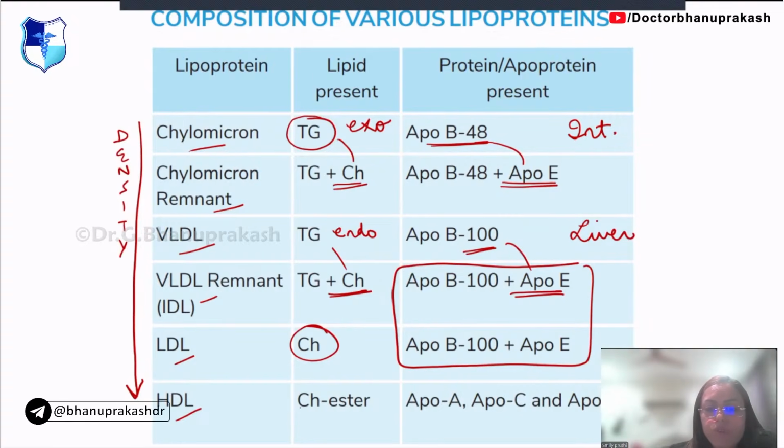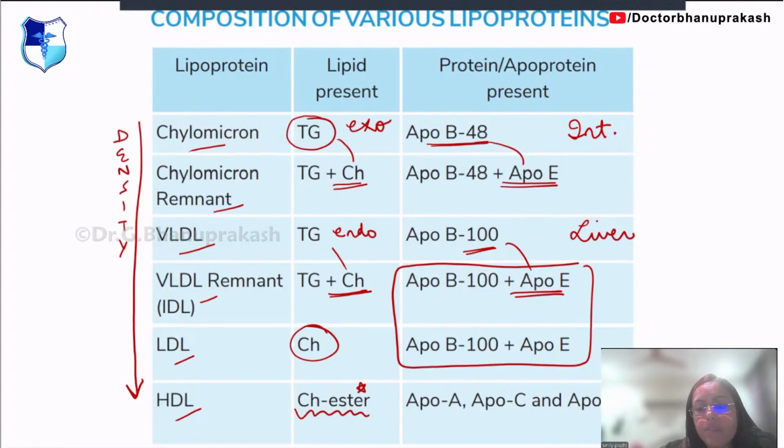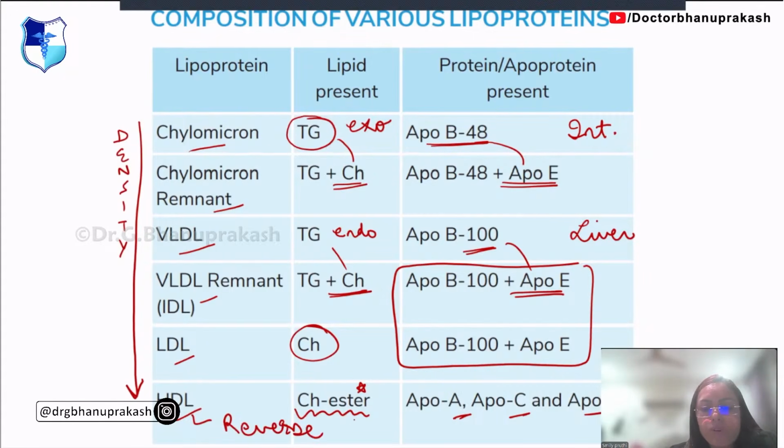Next, HDL has cholesterol ester, very important point. If you add one fatty acid to cholesterol, it becomes cholesterol ester. Then protein is ApoA, ApoC, ApoE, right? LDL takes cholesterol from liver to peripheral tissue. HDL will do the reverse of it, from peripheral tissue to liver. So it will do reverse cholesterol transport.